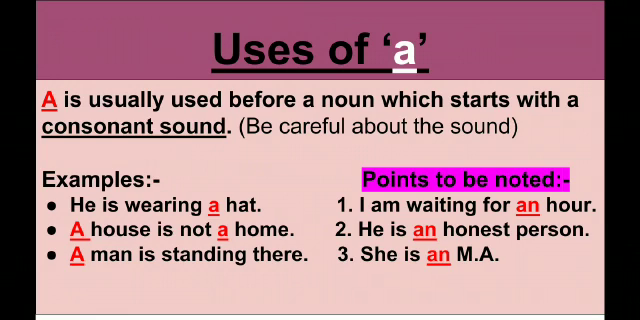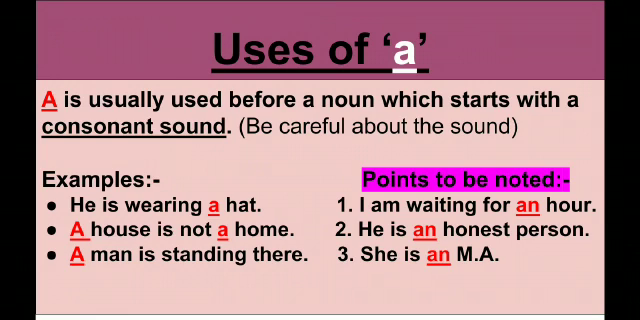But the nouns hour and honest are producing an "a" sound. Hour, honest: the "a" sound is a vowel sound. That's why we have used "an" here. I am waiting for an hour. He is an honest person. So in hat, house and home, they are producing the H sound. That's why we have used "a". And in the case of hour and honest, they are producing an "a" sound, and "a" is a vowel sound. That's why we have used "an".